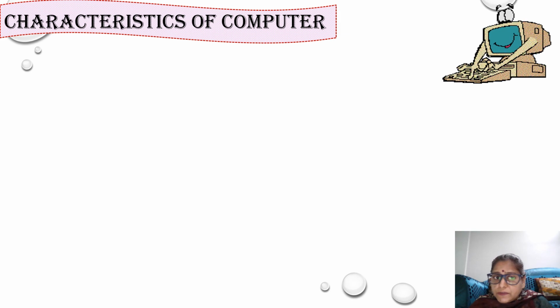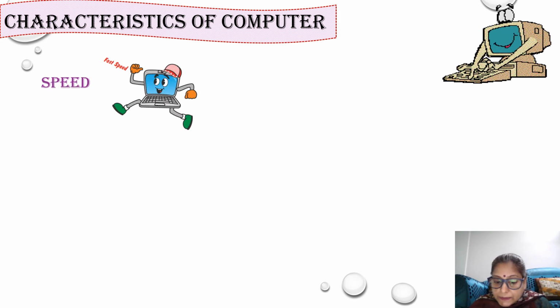So the first feature of computer is speed. What? Speed. Speed is one of the major characteristics of computer system. A computer works so fast that it can process any task and provide the output in a fraction of a second. Means it can perform thousands of calculations in a second, right? So this is called computer speed.